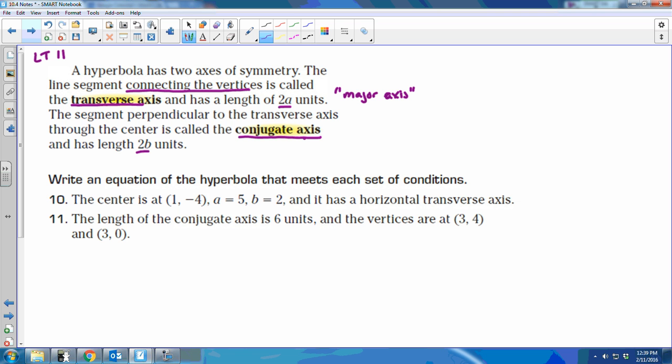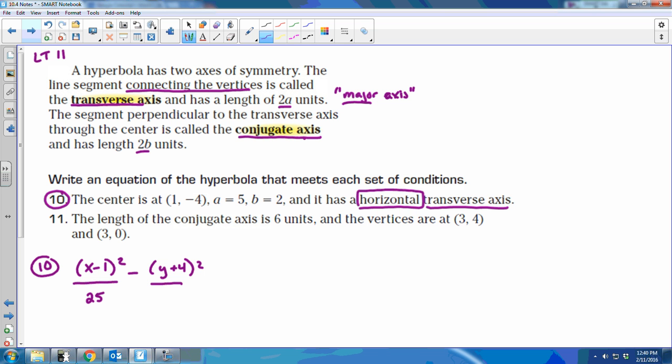So again, when we're writing equations, you still need to know those four things: orientation, A, B, and the center. The first one is very straightforward. It tells you everything you need to know. The center is at 1, -4. A is 5, B is 2, and it has a horizontal transverse axis. Since the transverse axis is like the major axis, then I know it's horizontal. So I should be able to just write the equation in number 10. They give you all of the information you would need. So (x minus 1) squared minus (y plus 4) squared, a is 5, so a squared is 25, b is 2, so b squared is 4.